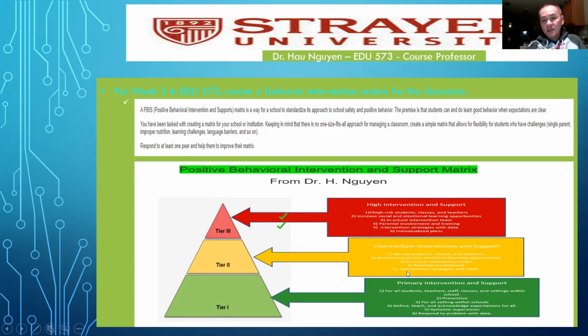Now, try to include a visual image instead of an attached document. So it is easier for the classmates to look and to comment on the feedback without downloading and going back and forth in discussing the matrix.